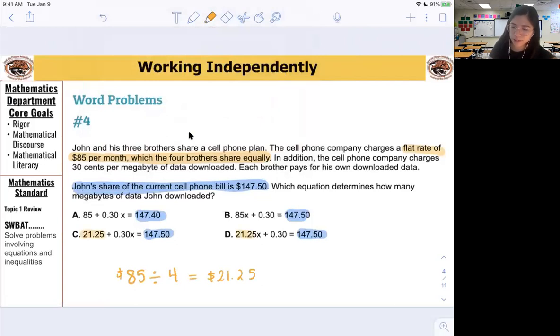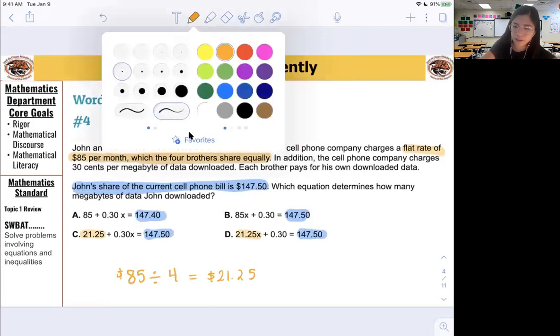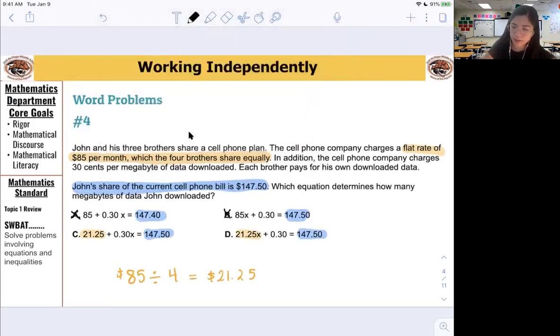It's because they're sharing. So now I know A and B are out. So I'm looking between D and C, which one matches correctly? Well, the last missing piece is the 30 cents per megabyte of data. Since I know that he's spending 30 cents per megabyte, I don't know how many megabytes he actually downloaded this month, but that's why I have my variable X. So the 30 cents goes with X because that's the value that I don't know. That's the missing piece. So that's why C is correct.